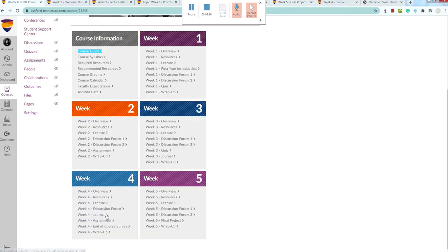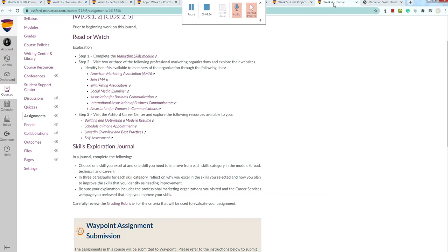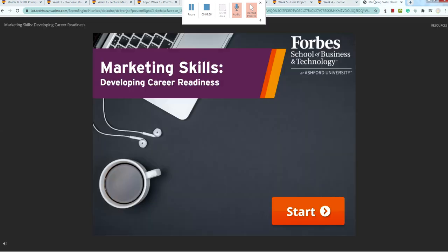Another important piece in the new design that deserves to get highlighted is our special focus on the job market, industry trends and needs, and marketing associations. This happened in the week 4 journal. We designed an interactive module called Marketing Skills: Developing Career Readiness. This module is based on the results of the study that Dr. Abel and myself conducted on industry skills expectations from marketing graduates.